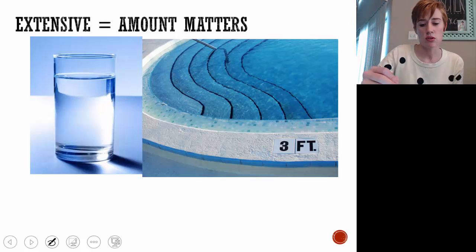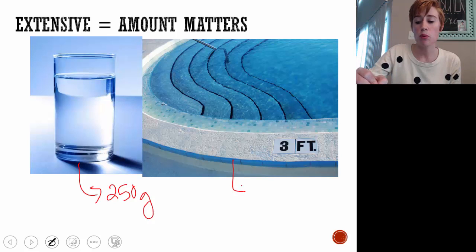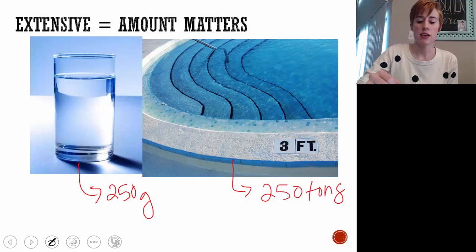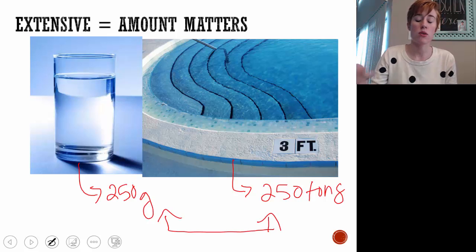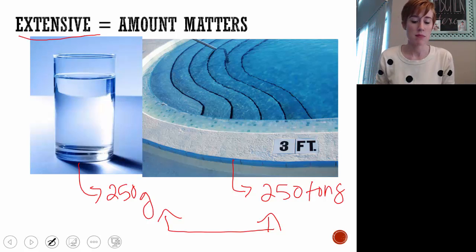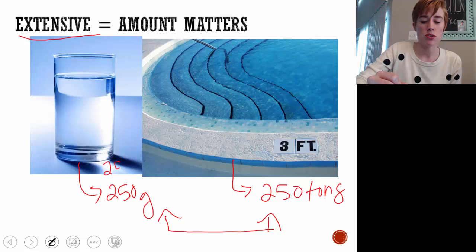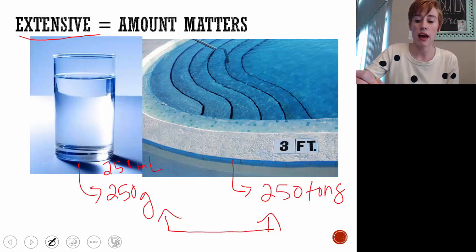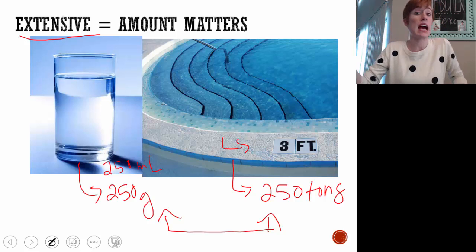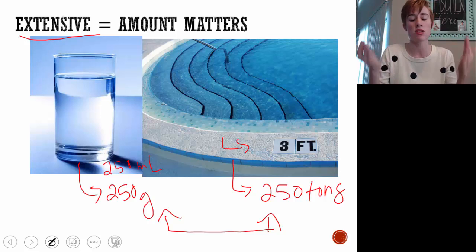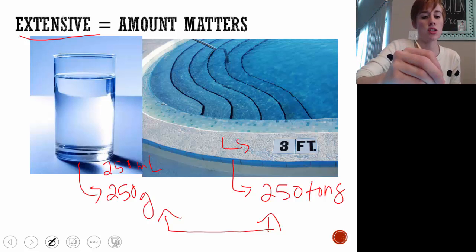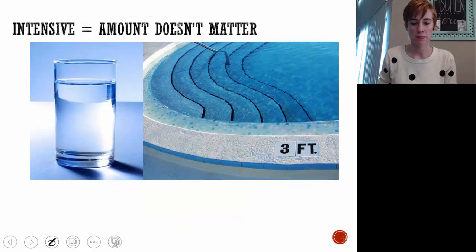So if I told you that this cup weighed, let's say, 250 grams, okay? But this pool weighed 250 tons. This value changed, right? And so since it changed with the amount that I had, it's an extensive property. Same thing with volume. I might have 250 milliliters here, whereas I may have, I don't know, 250 gallons of water in the pool. Okay, so volume and mass change depending on the amount you have. And that term is extensive, okay?